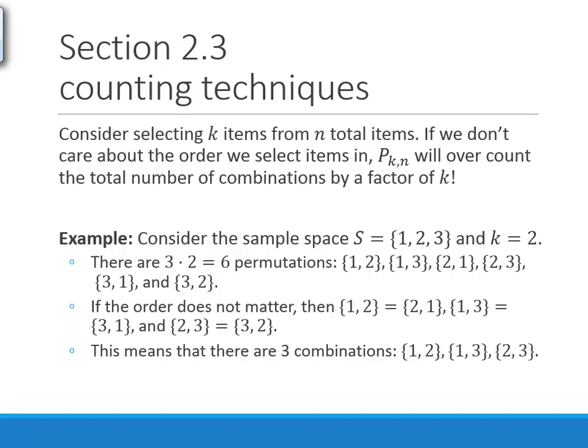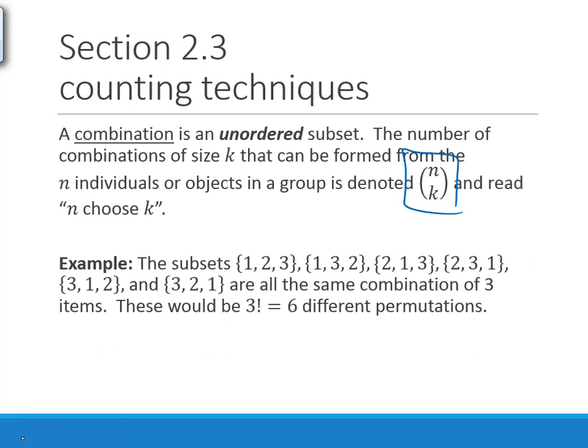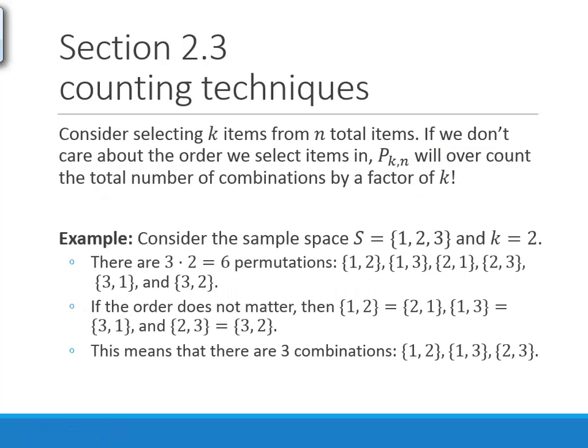Okay, so thinking about this a little bit more, if we're selecting k items from n total items and we don't care about the order, then if we calculate it the same way as we did with permutations, that's going to overcount the number of ways we can do this. Because here we see that those 6 permutations at the bottom are equivalent to just one combination. So we need to change our formula just slightly.